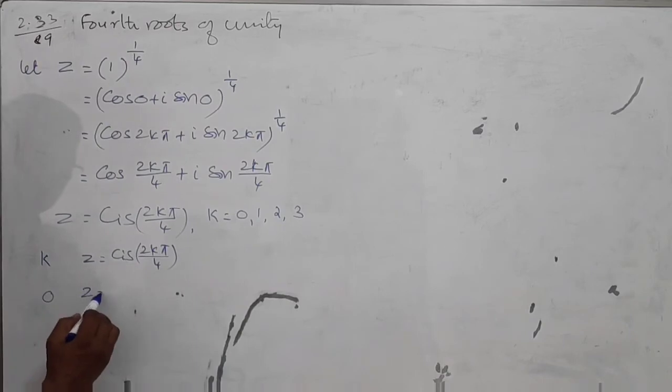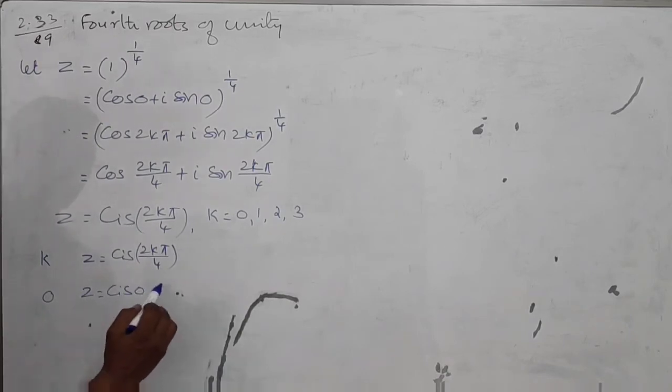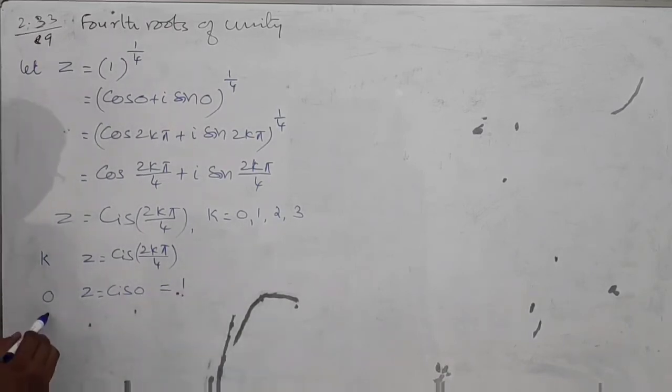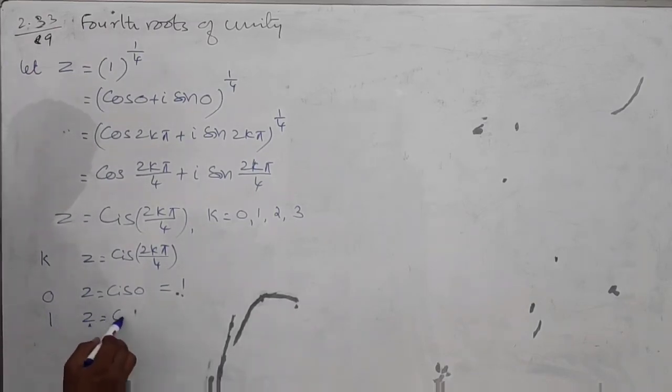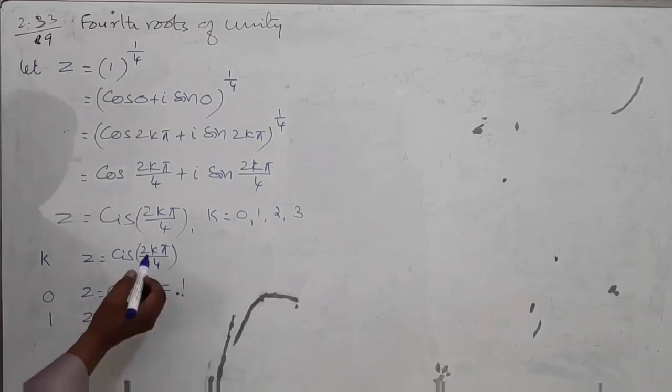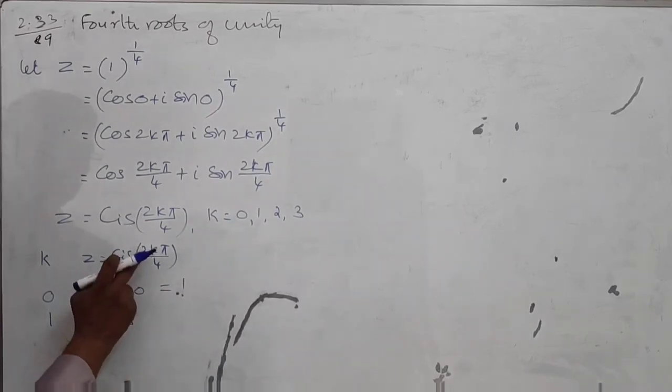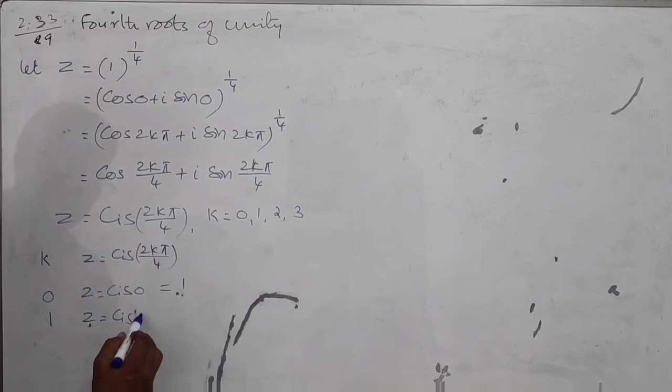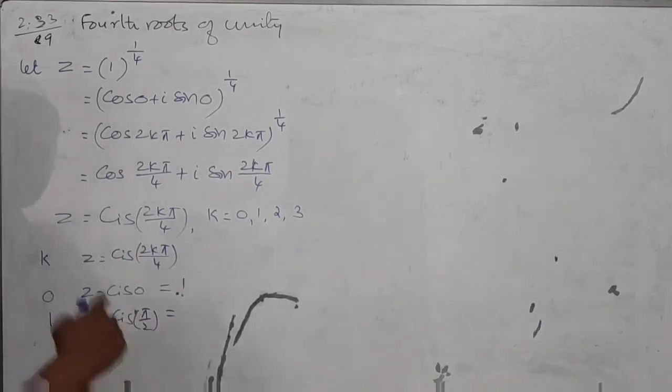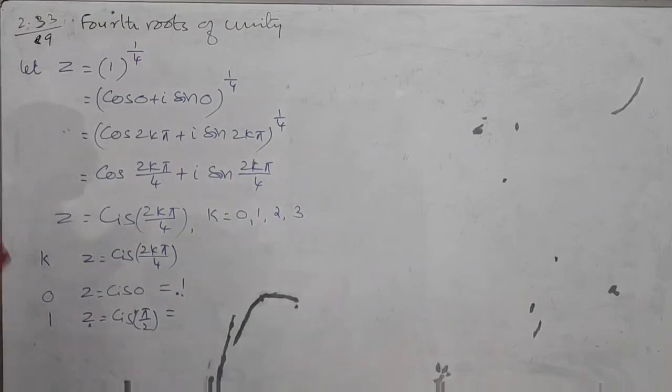Now take k equal to 0, z is equal to cis 0, which is nothing but 1. Now if you take k equal to 1, z is equal to cis 2 pi by 4, which means pi by 2. See, cos 90 plus i sin 90. Cos 90 is 0, sin 90 is 1. Therefore, you get i.